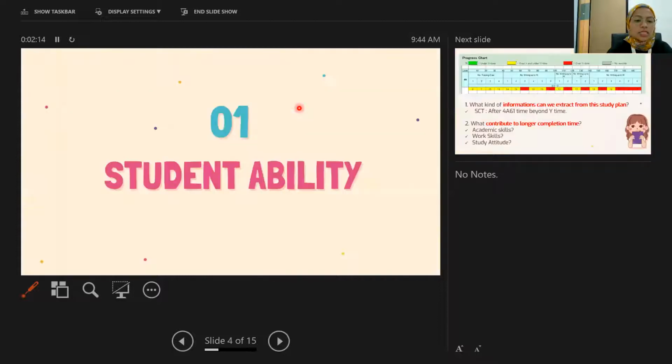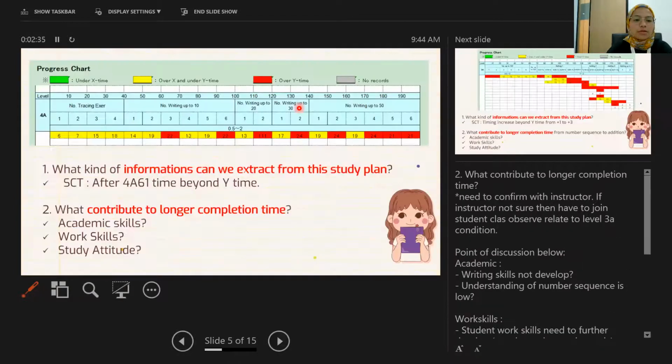So to start our discussion, let us understand the student's ability first. For this point, I really need your help because I never joined any classes before. But we will try to go through based on the study plan that you had done for Aneeq. So these are the study levels for level 4A. By looking at this study plan, my first question to you is, what kind of information can we extract from it?